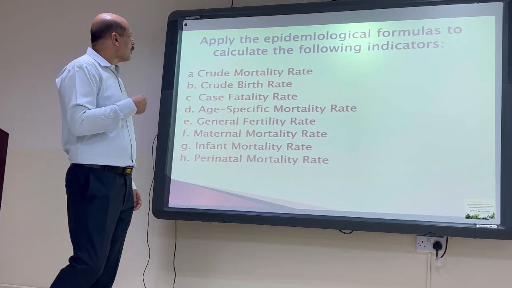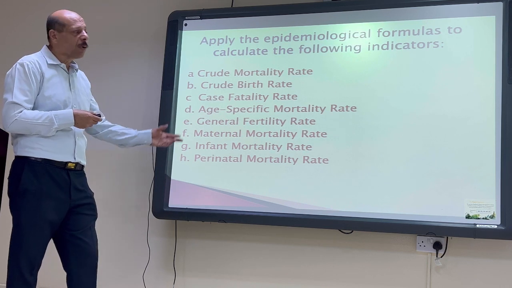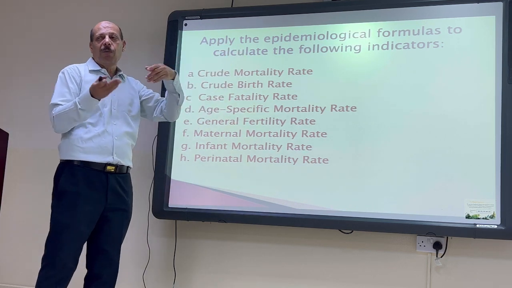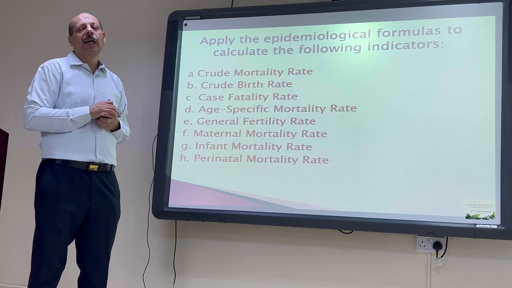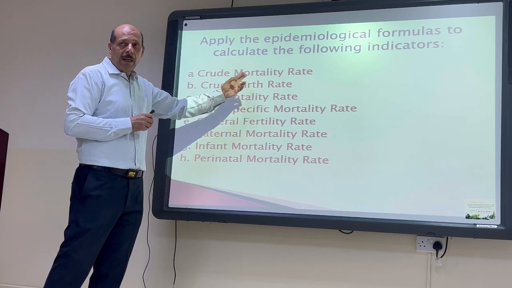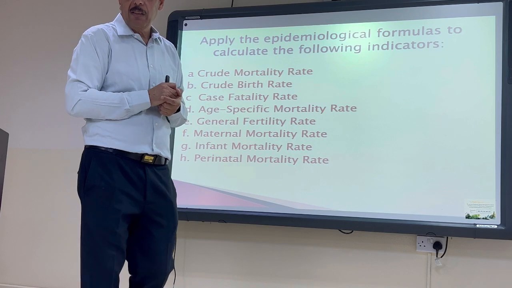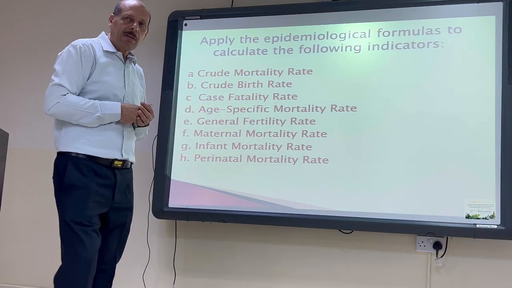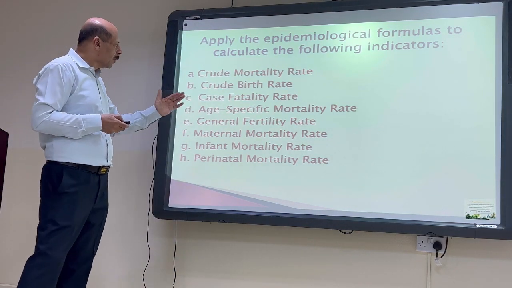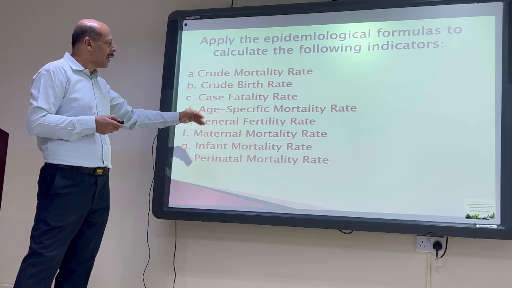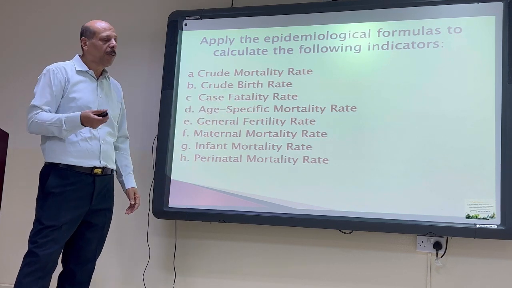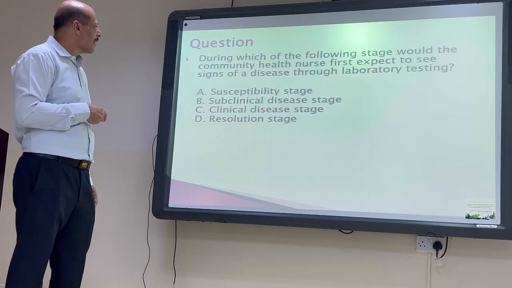We are also going to take the crude birth rate. Crude birth rate is the number of live births in a given year over the number of population, multiplied by 10,000. Crude birth rate, crude death rate, case fertility rate. So we will come to that in the next session.